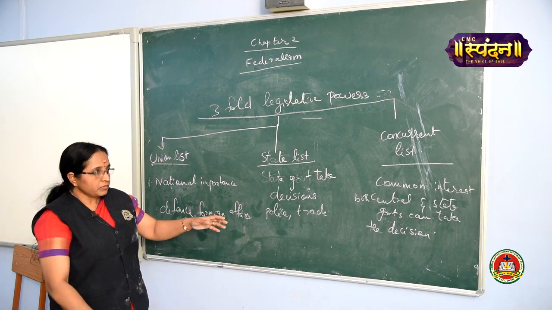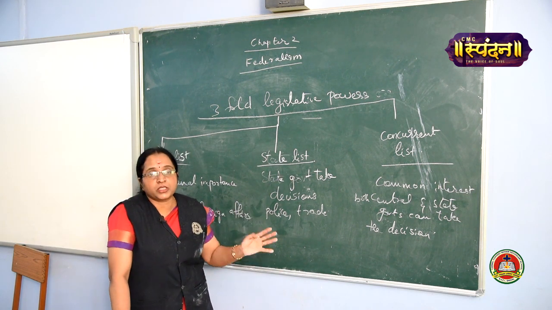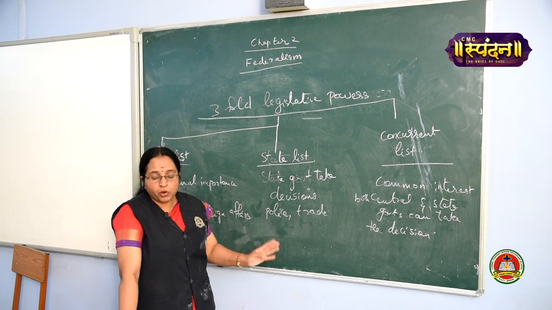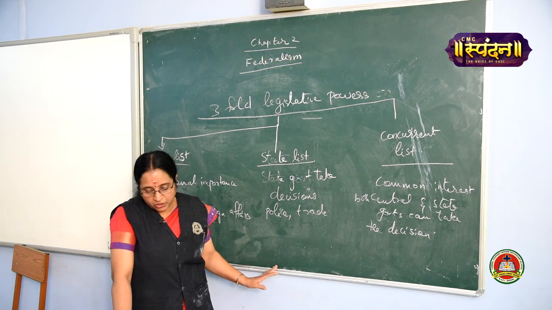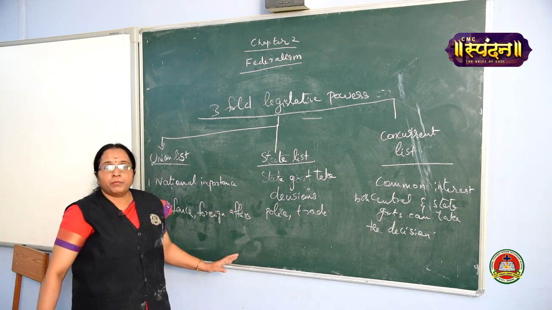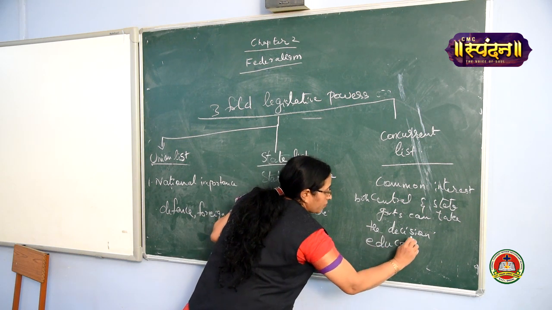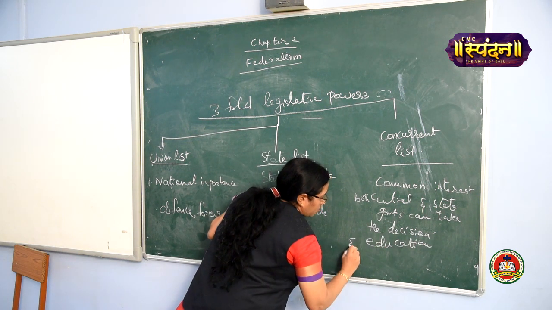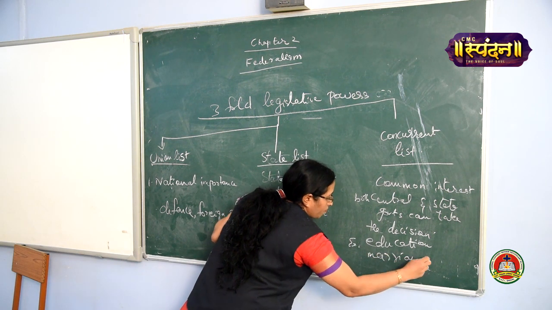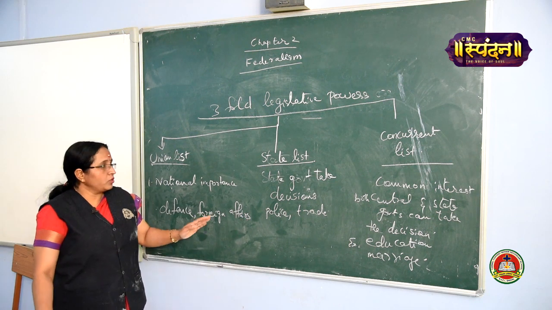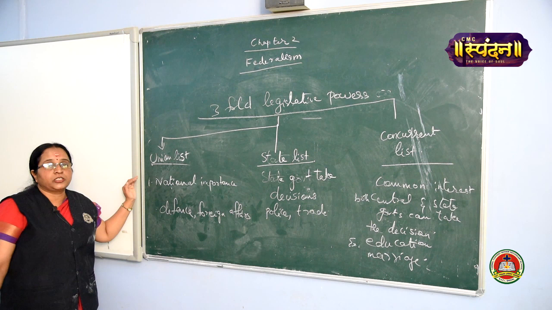Now see, the concurrent list. Concurrent list means subjects of common interest. Both central government and state government can take the decision. Am I clear to you? For example, you can say education, marriage, etc. Okay. So these are the divisions of the legislative powers.